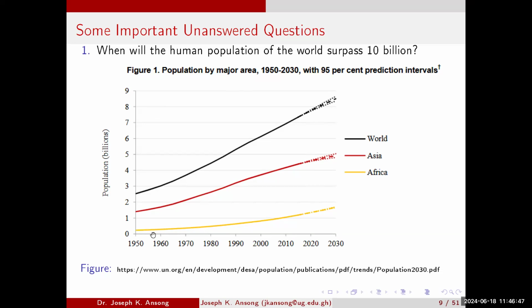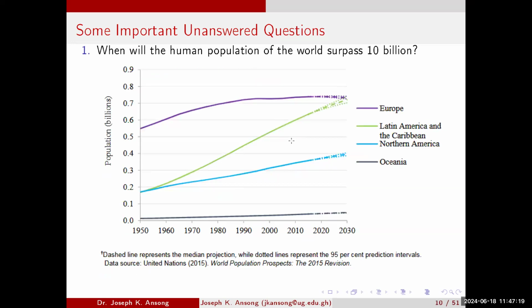For example, we know the population from 1950 all the way to about 2019 thereabout, okay? And so here, this graph is showing the projection over the next couple of years up to 2030. The black line is for the world, the red is for Asia, and this is for Africa. So you see the growth, all right? And on this axis is the population in billions. So these are questions that people are interested in being able to predict.